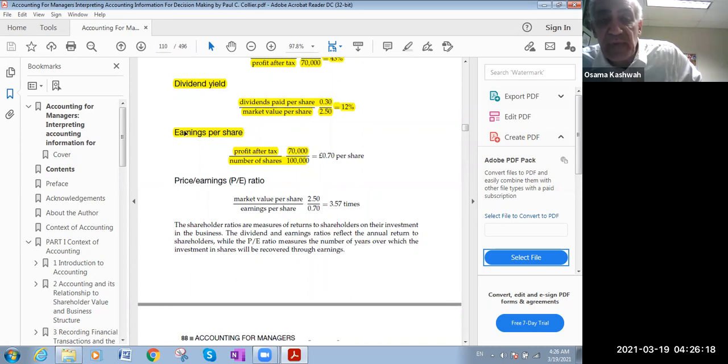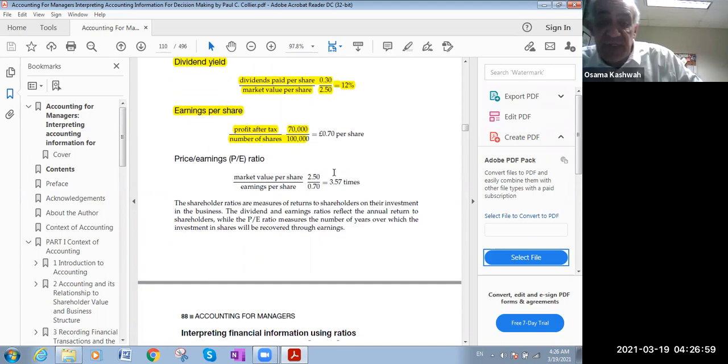One of them that is also very important is the earning per share. It will be the profit after taxes divided by the number of shares. How many shares you have, the stocks. Share means the stocks, okay? So the profits we have are 70,000 and the number of stocks is 100,000. So I will divide, and it is 70 cents for each stock.